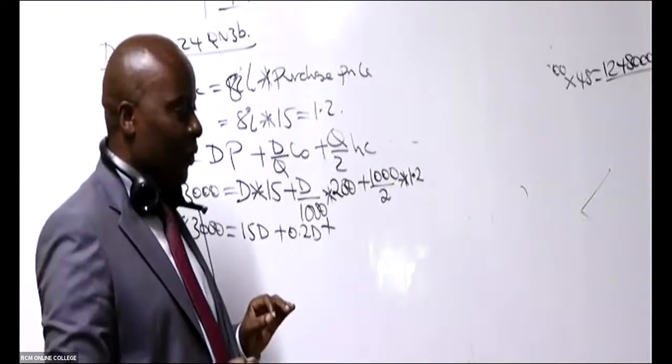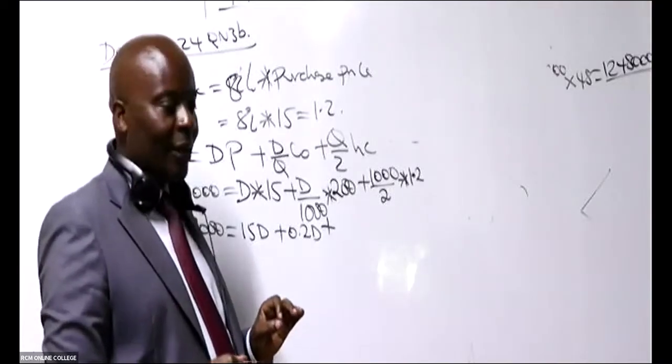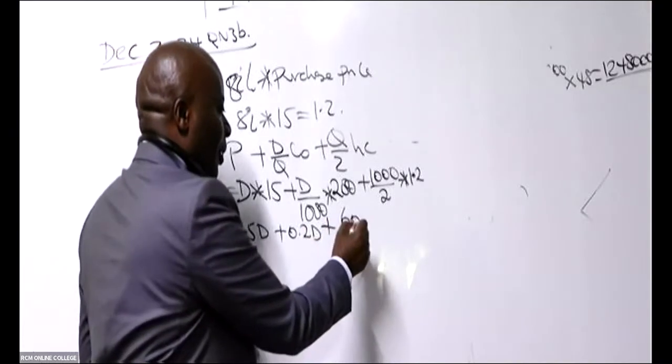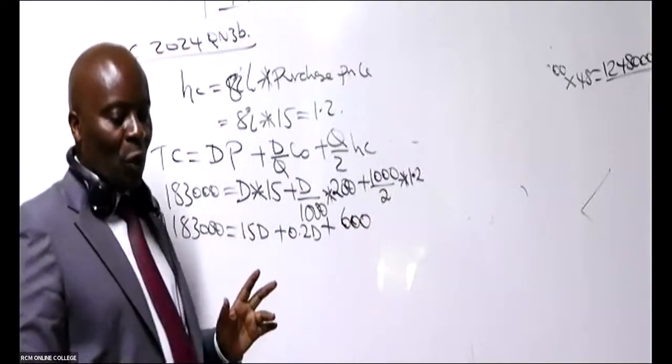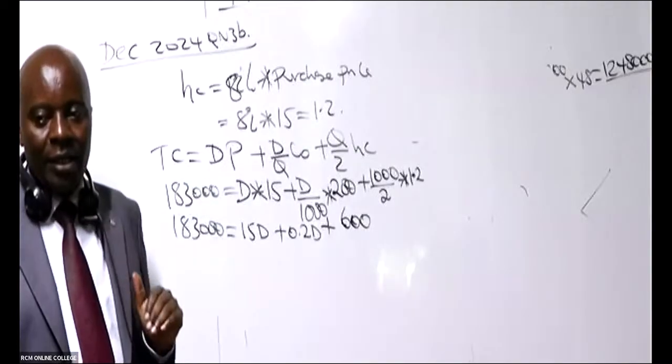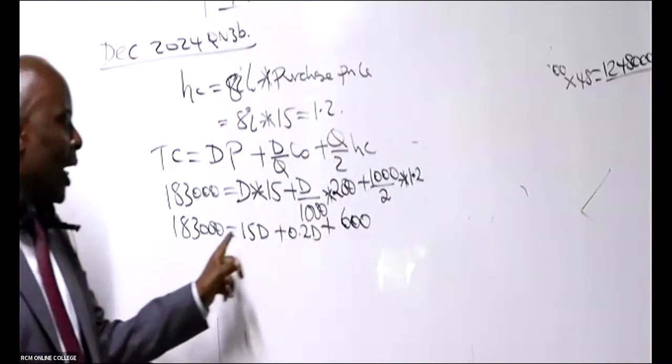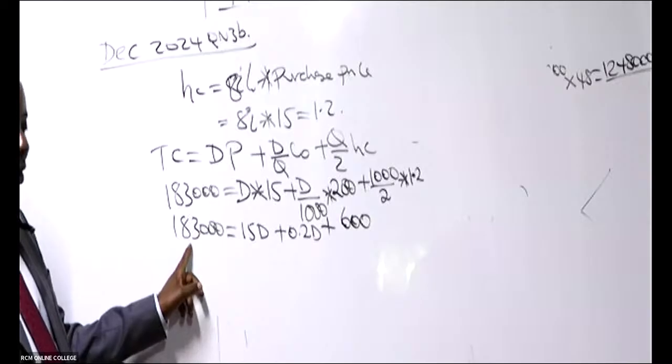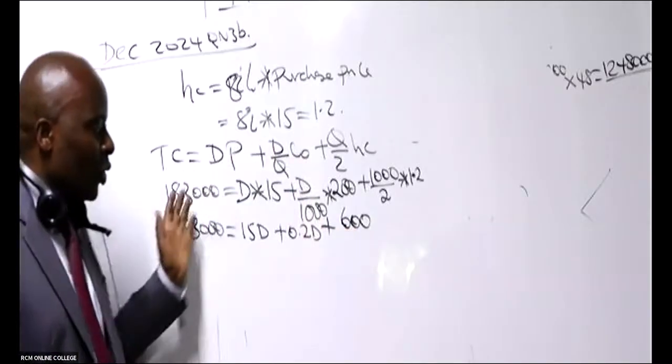Tina gives me 600 bob. Is that okay? From there, what do we do? We shall put like terms together. These 600 and this one are constants, so in this case we put those like terms together.